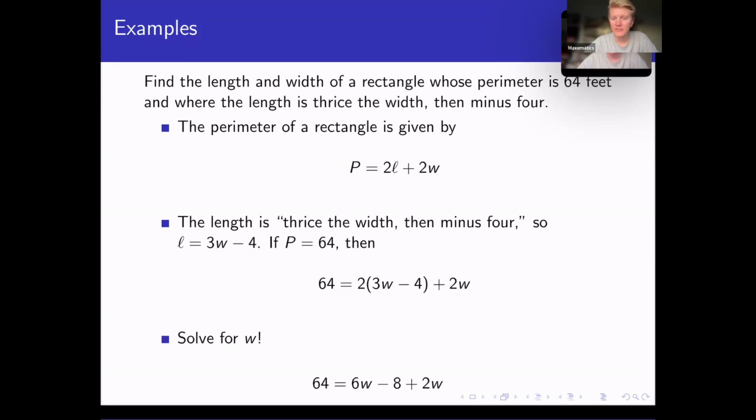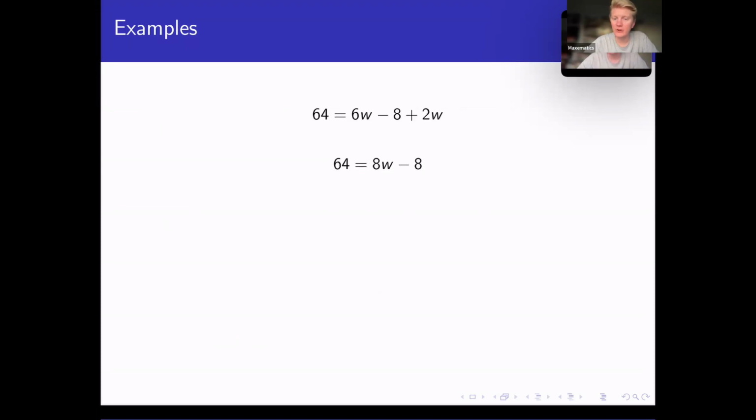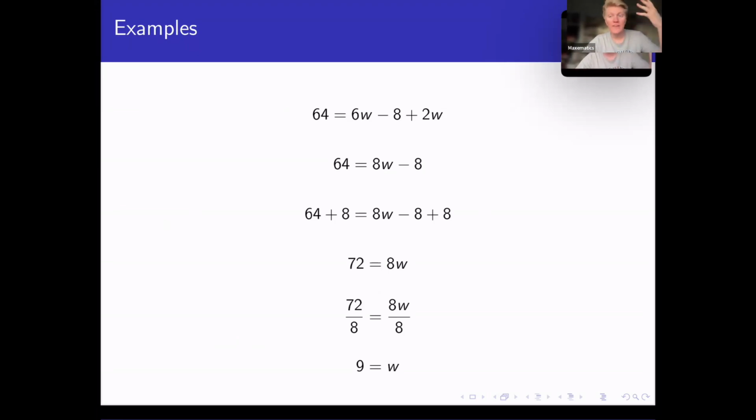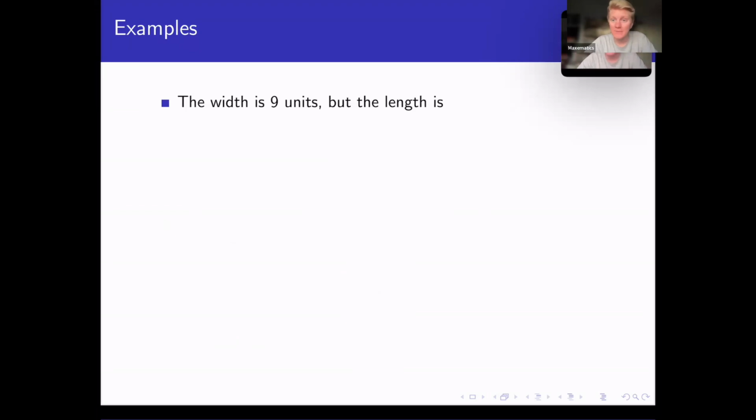Let's distribute 2. Let's combine like terms. Let's add 8 to both sides. Let's divide both sides by 8, and we get that the width is 9. Now, that's not the end of the problem. We want to know what the length and width of this rectangle is. We have that the width is 9, but the length is given by 3W minus 4. Oh, we're using that equation that we started with.